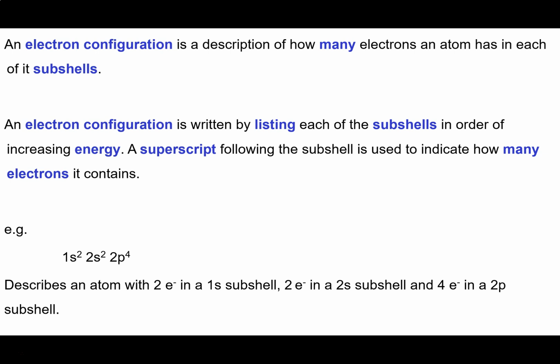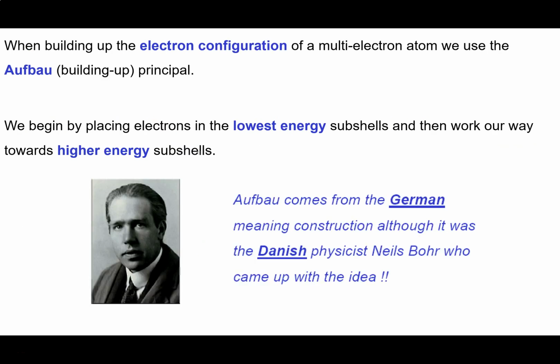Now, this is a good example here. This is the description of an atom. It contains a total of 2 plus 2 plus 4, that equals 8 electrons. 2 of those electrons are in the 1s subshell, 2 of them are in the 2s subshell, and the last 4 are in the 2p subshell. So that's what's going on. That's a classic electron configuration.